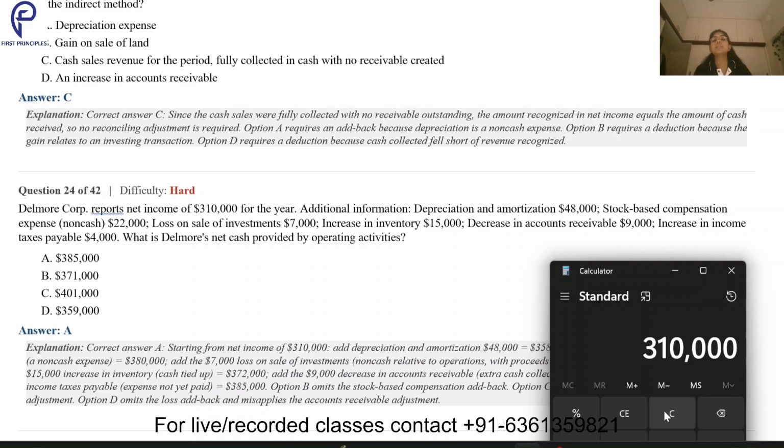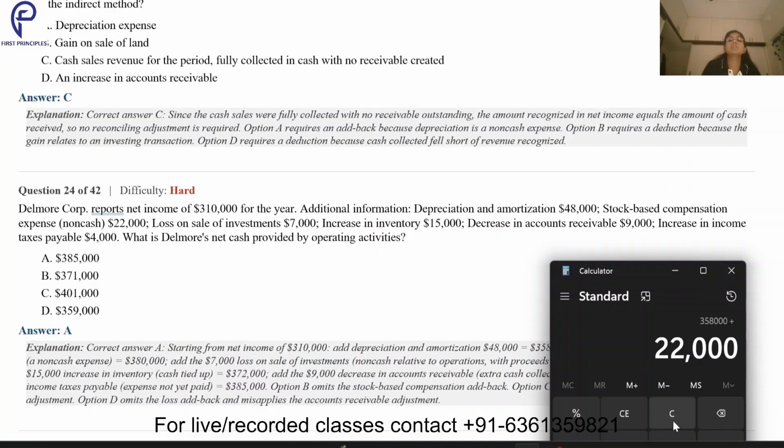Then depreciation and amortization is given as 48,000. So I need to add it back, right? 3,10,000 plus 48,000. Now, stock based compensation expense. This is a non-cash expense which I have recorded. So that means I need to add it back.